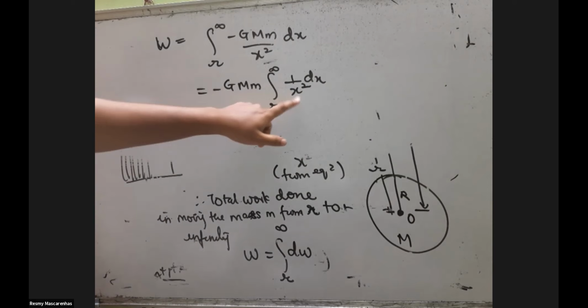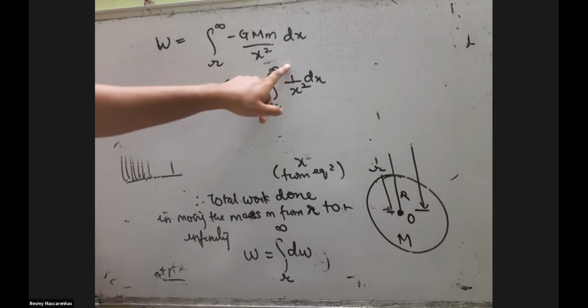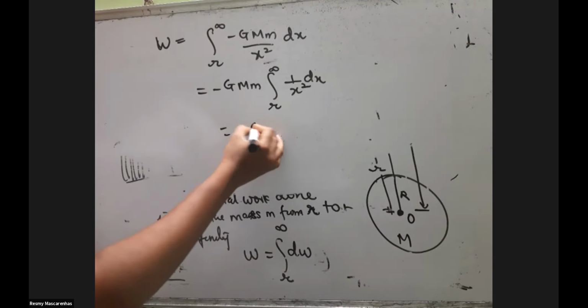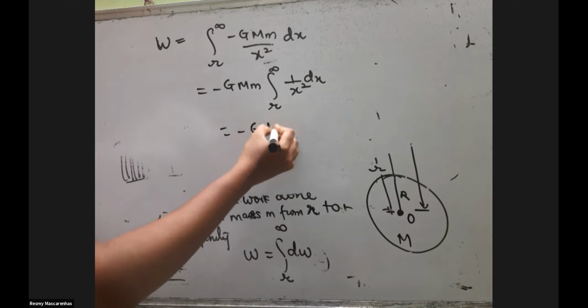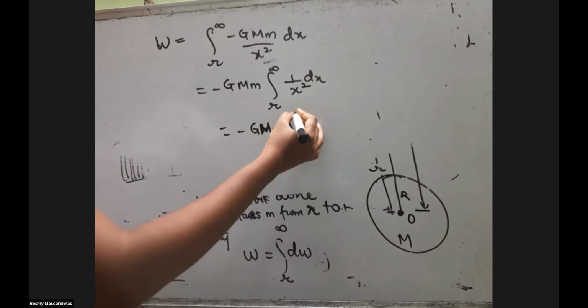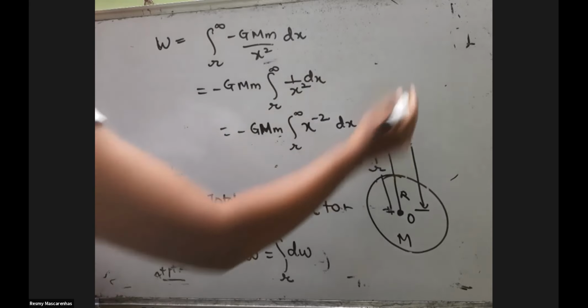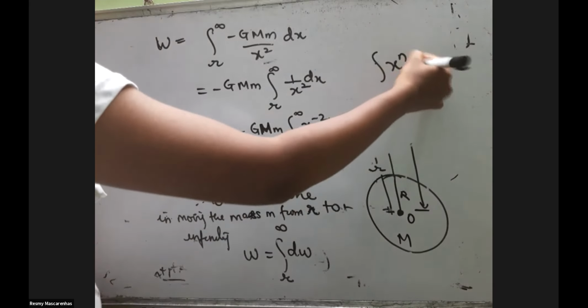So I have to find the integral of this. Anything in the denominator, I directly cannot find the integral of. I'll take it on top, so minus 2 it will become. Now it is in the form of the integral of x raised to n dx.